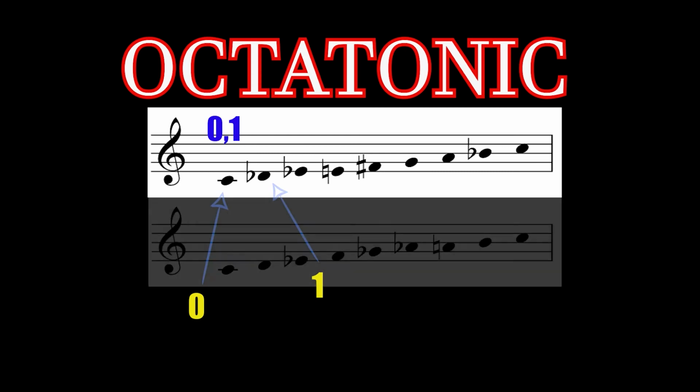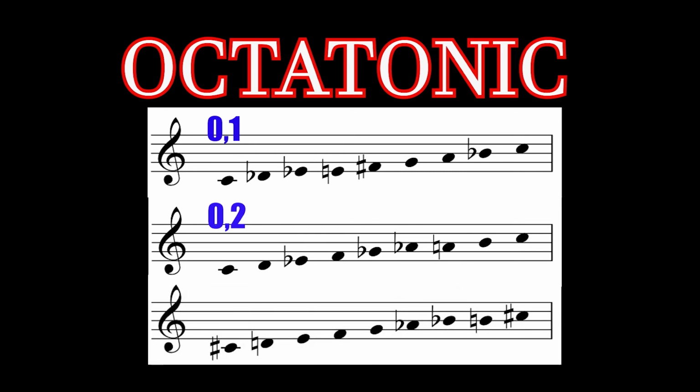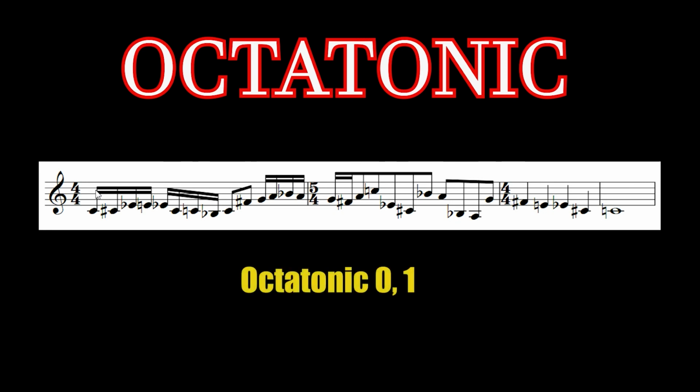An octatonic scale beginning on C and starting with a whole step would be octatonic 0-2, 2 standing for the note D. And lastly, an octatonic scale starting on the note C sharp and moving by half step is octatonic 1, 2. Here is what the scale sounds like. The scale was popular with composers in the 20th century, but we can find contemporary applications of this scale. Here's a musical passage written in Octatonic 01.